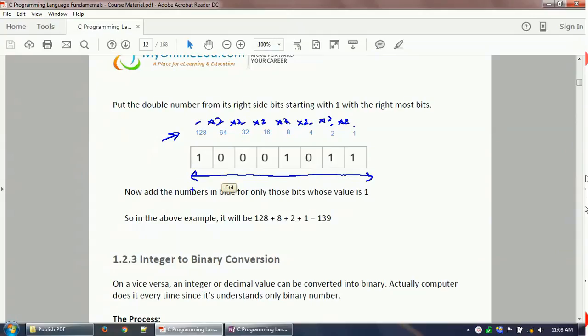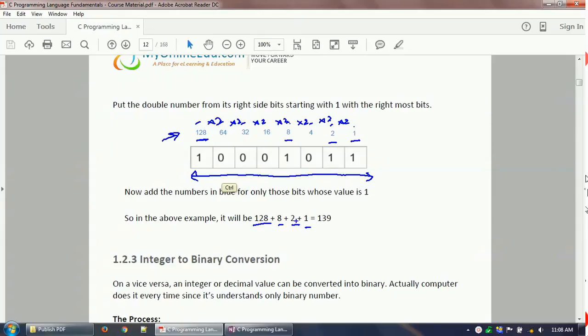So now you add the numbers you got here for the bits which represent 1 only. The bits represented by 1 are this one, and this one, and this one. That is why you are adding these 4 bits which have a value of 1.